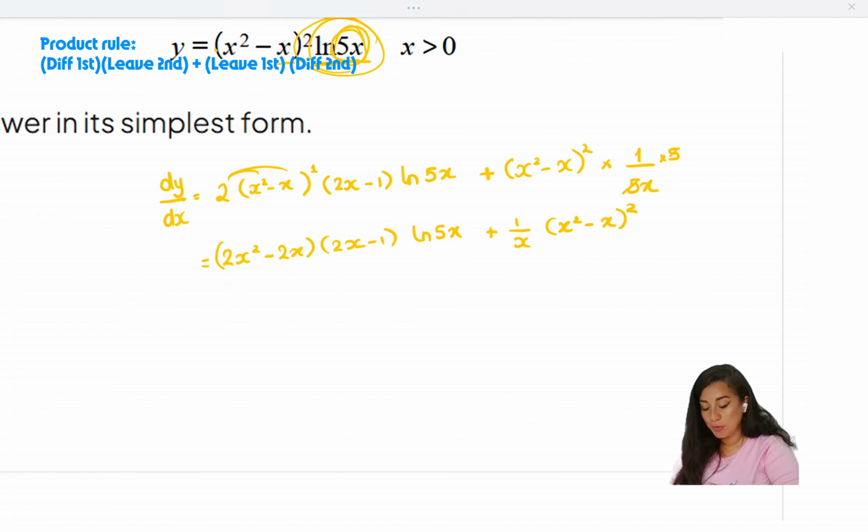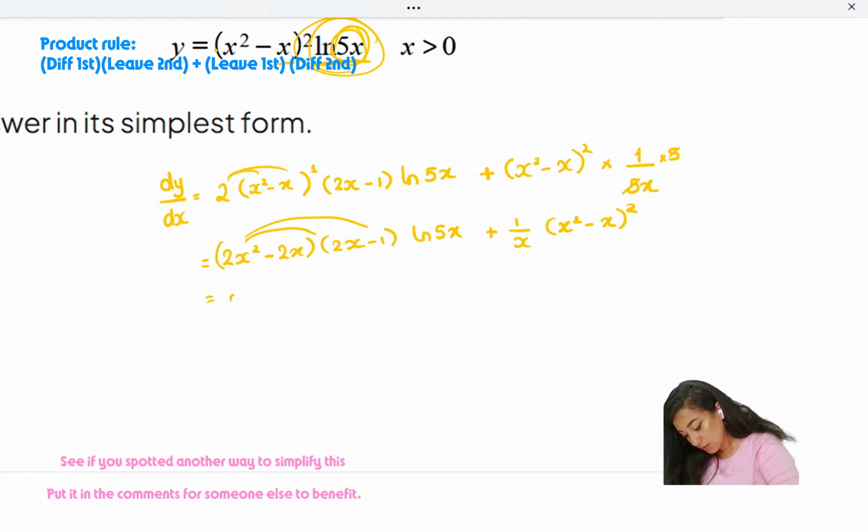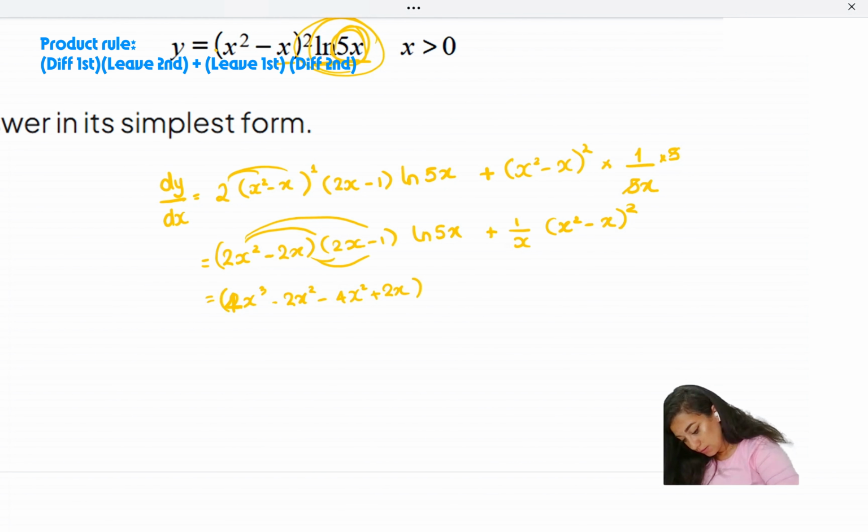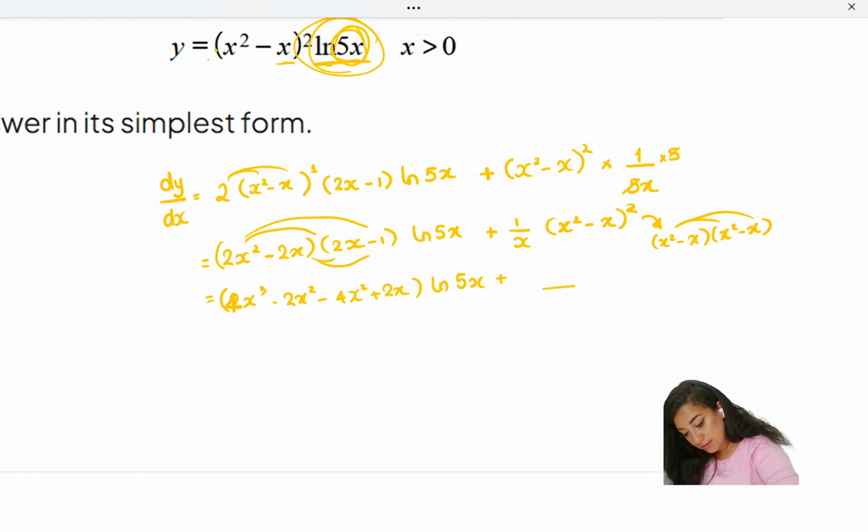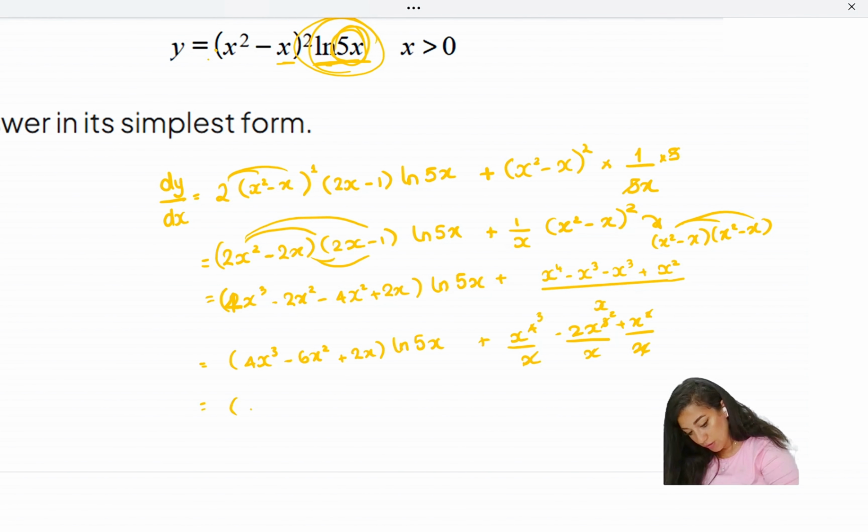Now, the algebra. Let's expand. I might just fast forward this part. And then the 5x plus becomes x squared minus x times x squared minus x. Let's do that as well, all divided by x. Don't forget that. So x squared times x squared is x to the power of 4. So we end up with our final answer, plus x cubed minus 2x squared plus x.